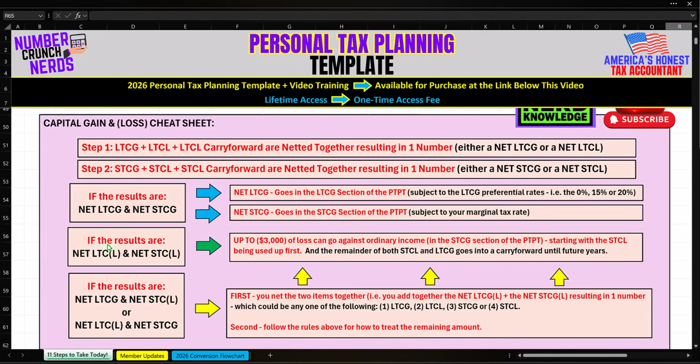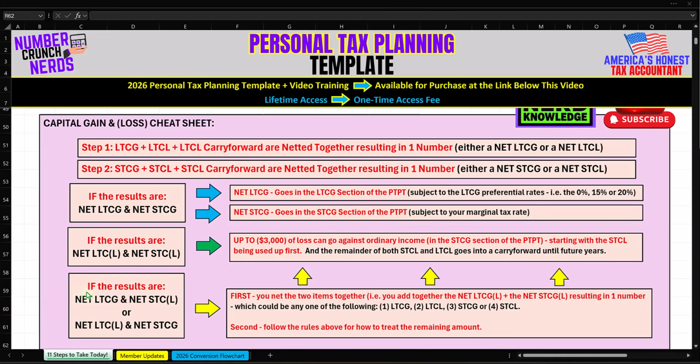On the other hand, if the results from step 1 and 2 above are a net long-term capital loss and a net short-term capital loss, then up to $3,000 of capital loss can go against your ordinary income. This will occur in the short-term capital gain section of the personal tax planning template, and that will occur starting with the short-term capital loss being used up first, and then the remainder of both the short-term capital loss and the long-term capital loss will retain their character, and they will go into the carry forward, either short-term capital loss carry forward or long-term capital loss carry forward, until such time as they can be utilized in future years.